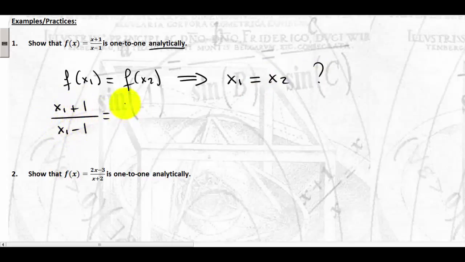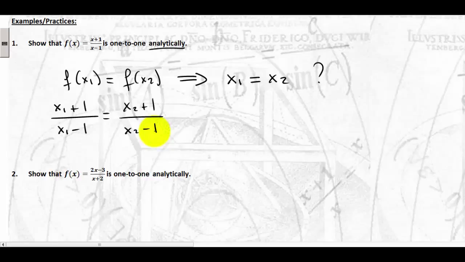Example number 1. Show that this function is one-to-one analytically. So you have an equality of output. You have to show that this implies an equality of input. How do we do that? Well, let's take an equality of output. x1 plus 1 over x1 minus 1 equals x2 plus 1 over x2 minus 1.